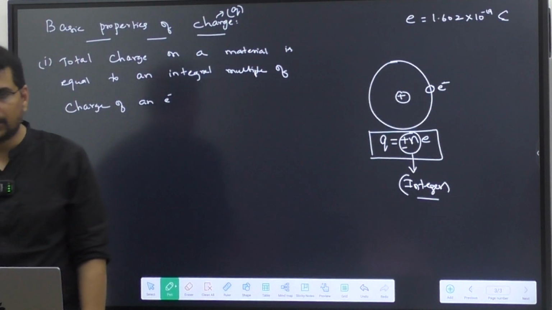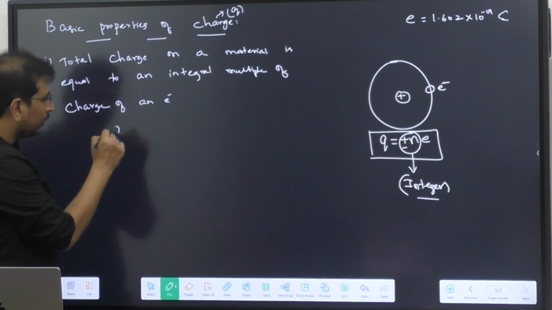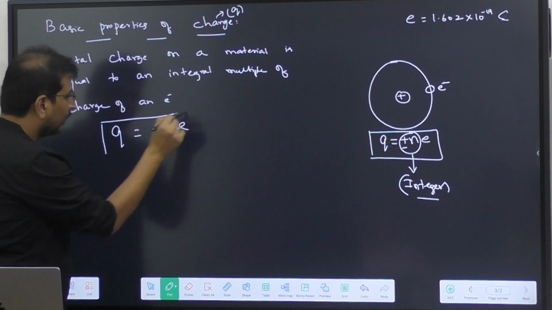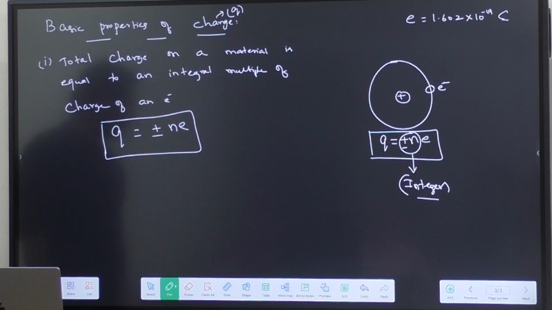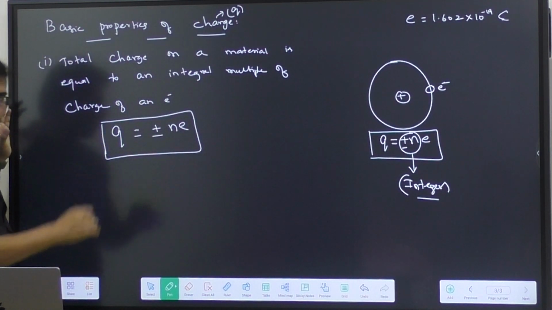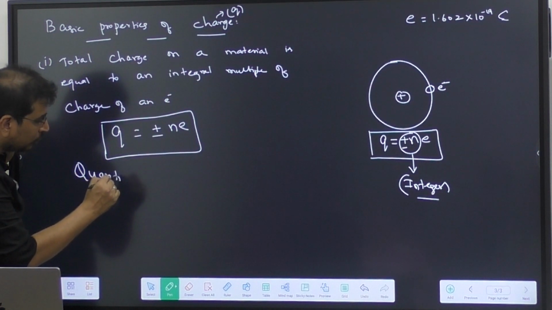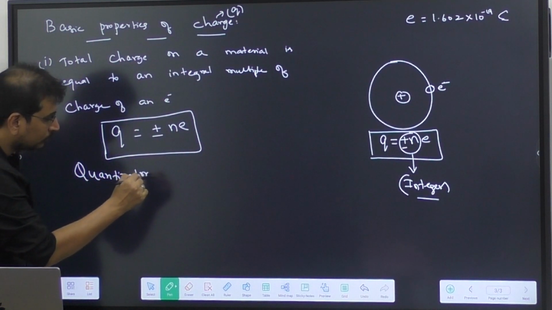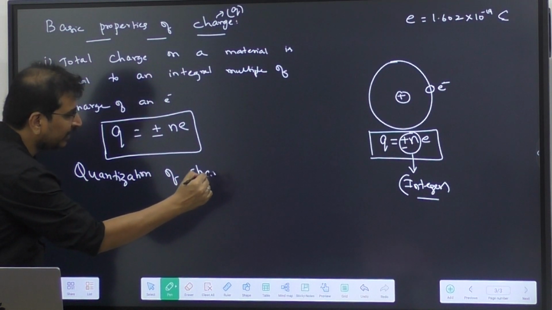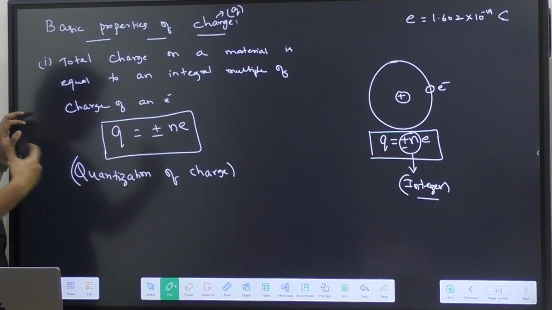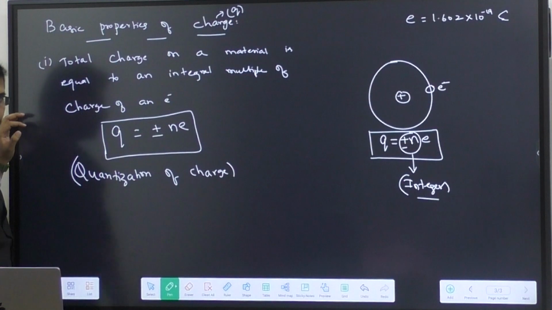Are you able to understand what I'm trying to say? So mathematically you write it as Q is equal to plus or minus N into E, and I told you I'm not going to reveal the name. No, now I'll tell you. This kind of a mathematical condition is what is called as quantization of charge. As the name suggests, it's very simple. Quantization comes from quantifying, means you're giving a number to it. Quantization of charge. Am I clear with this?